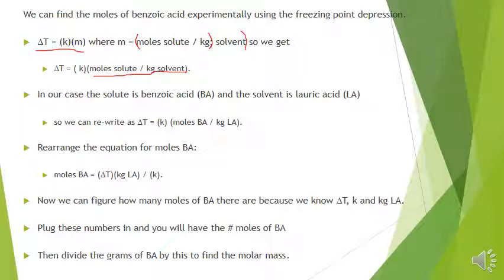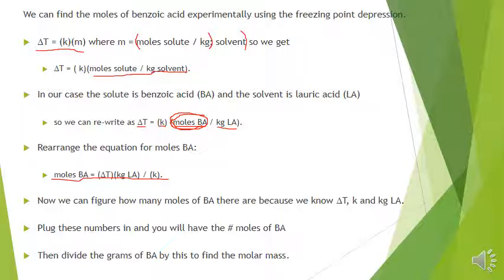In this case, where the solute is benzoic acid, BA, and the solvent is lauric acid, we can write it as the change in temperature equals K, which is given as 3.9 in its specific units, times the moles of BA divided by the kilograms of LA. All we have to do now is find the moles of BA, so you just rearrange the equation. You can see that's simple, and you get this right here.